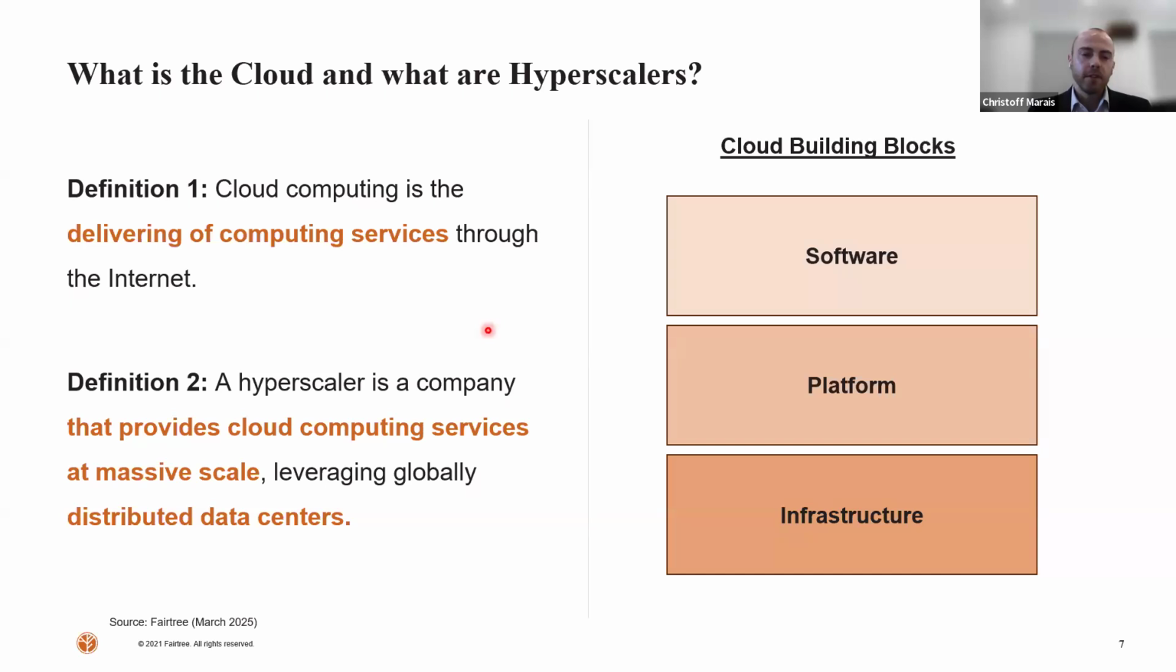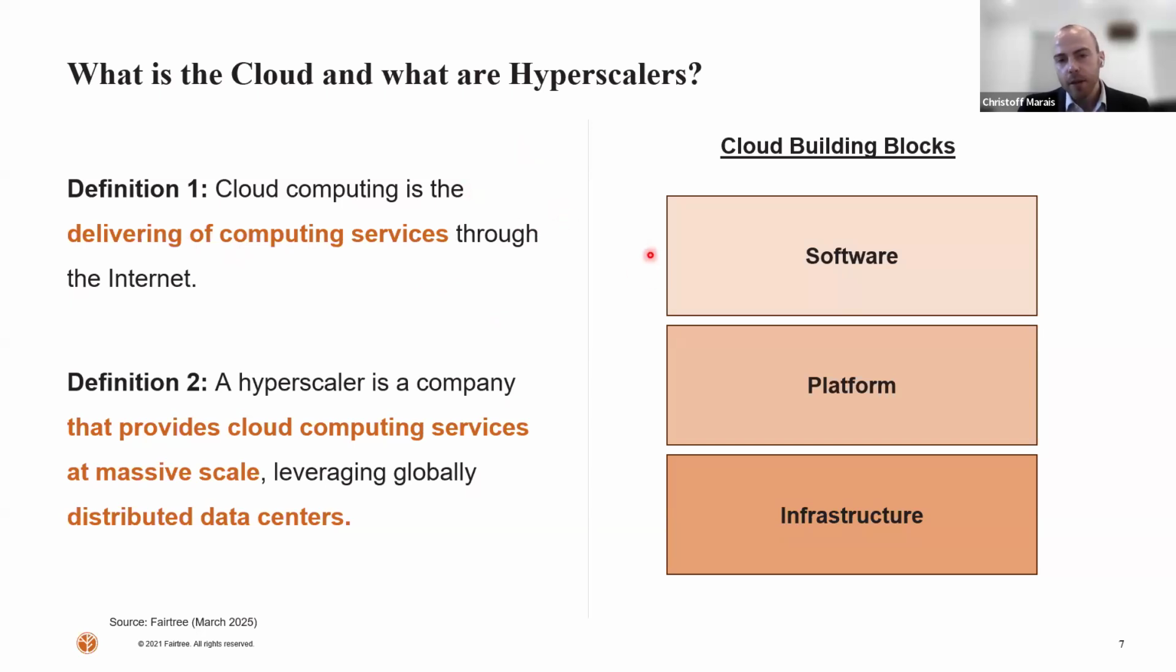So I thought I'd start with two definitions to make sure that everyone is on the same page. So what is cloud computing? Cloud computing is very basic. It's just the delivering of computing services through the internet. Definition two that I just want to touch on is what is a hyperscaler. So a hyperscaler is a company that provides cloud computing services at a massive scale, leveraging global distributed data centers.